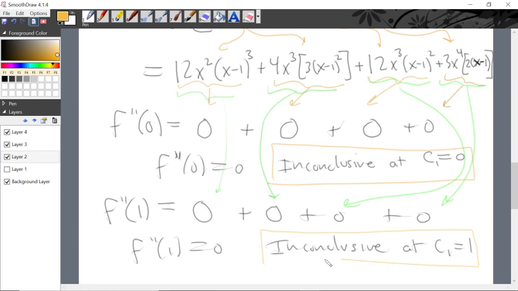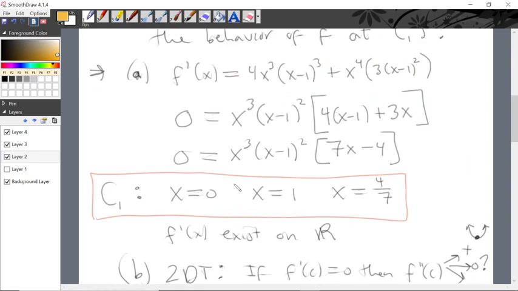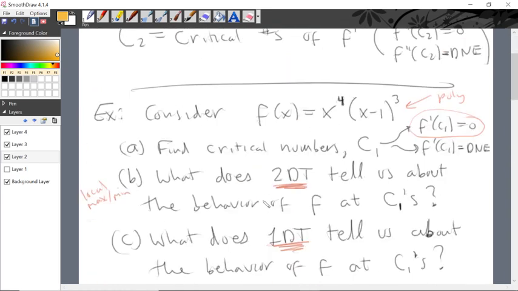Now, if we wanted to know the location of the critical points on the curve, we can plug the critical numbers 0, 1, and 4/7 back into the original function f. If we find f of 0, we would have the y coordinate, which in this case would be 0. So the point (0, 0) is a critical point. If we plug in 1, notice we're going to get 0 also. So the point (1, 0) would also be a critical point.